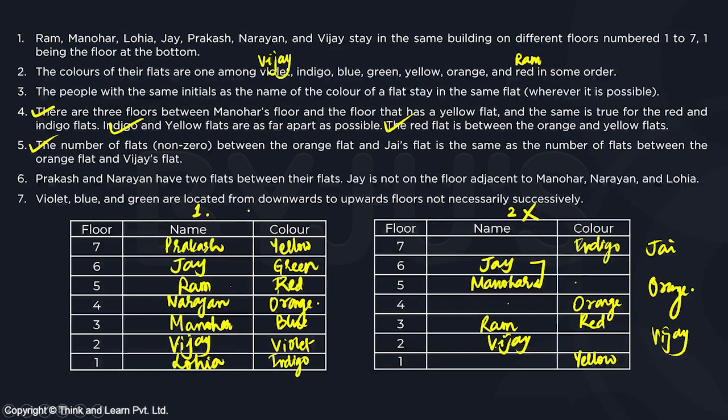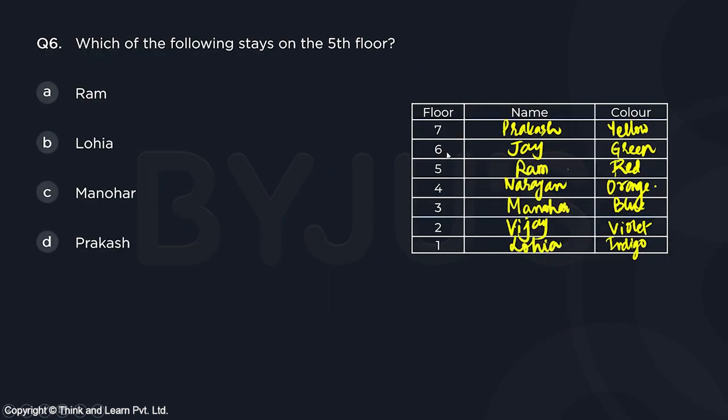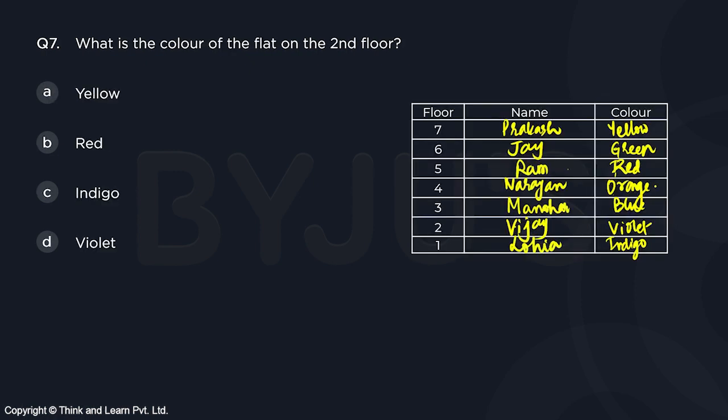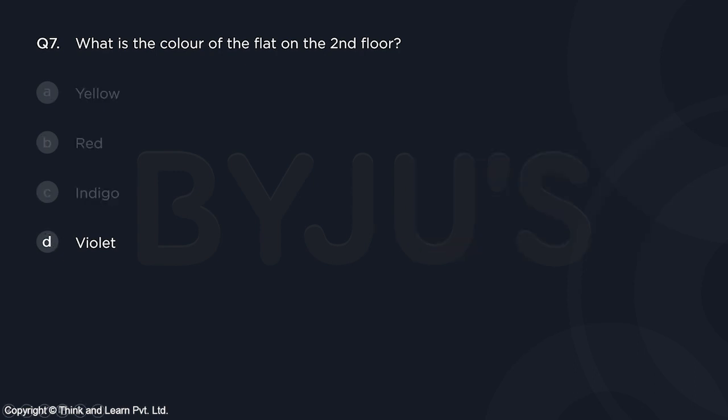Now let's move over to the questions. Question number 6. Which of the following stays on the 5th floor? On the 5th floor, we have got Ram who stays. So option A will be the answer. Question number 7. What is the color of the flat on the 2nd floor? On the 2nd floor, the color of the flat is violet. So option D will be the answer.